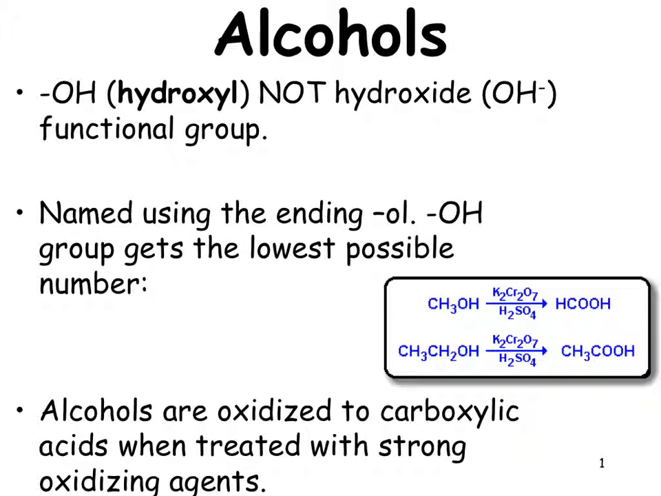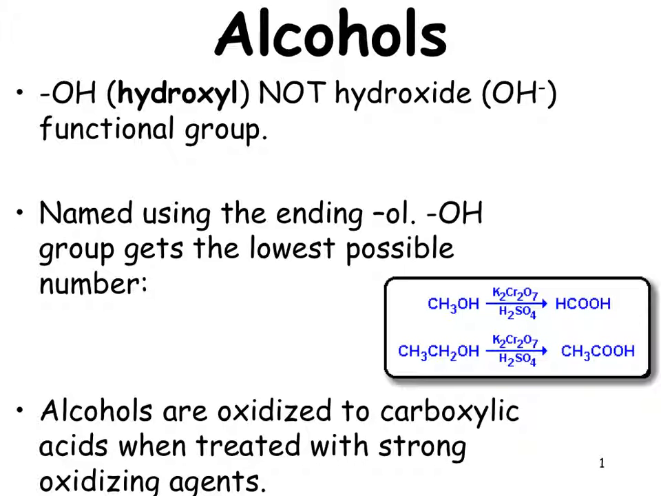There are two functional groups that we're going to look at in this video. One is alcohols and the other is carboxylic acids. Alcohols have got an OH group on them. It's not the same as a hydroxide group. It is called a hydroxyl group. And we name alcohols by ending with the suffix -ol. The alcohol group will always get the lowest possible number in terms of the lengths of the chains.